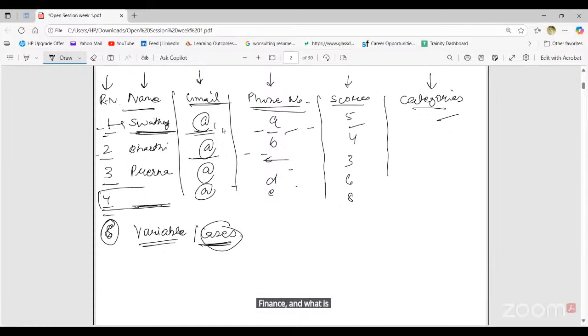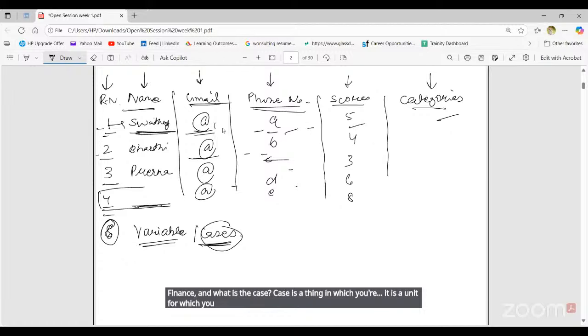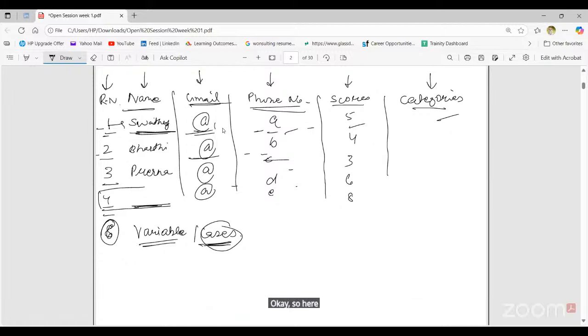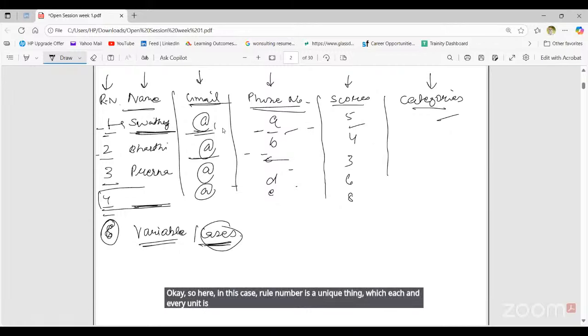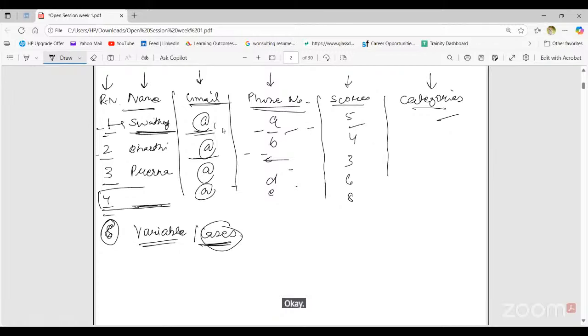Okay, and what is a case? A case is the unit for which you are collecting the data, and it should be unique. Here in this case, roll number is a unique thing, as each and every unit is represented by a roll number. So that's a case. Here 1, 2, 3, 4, 5 are cases. Roll number, name, Gmail, phone number, scores, these are my variables. Is it fine till here?